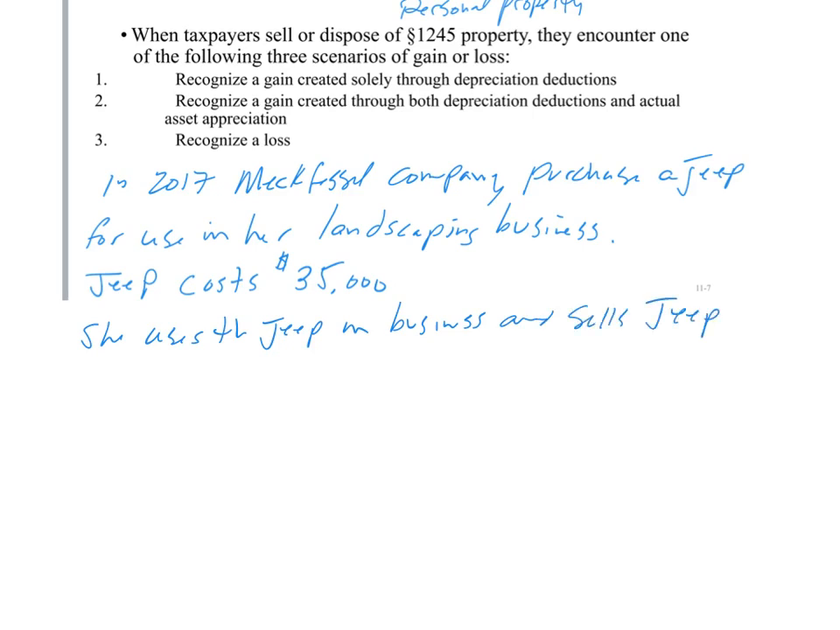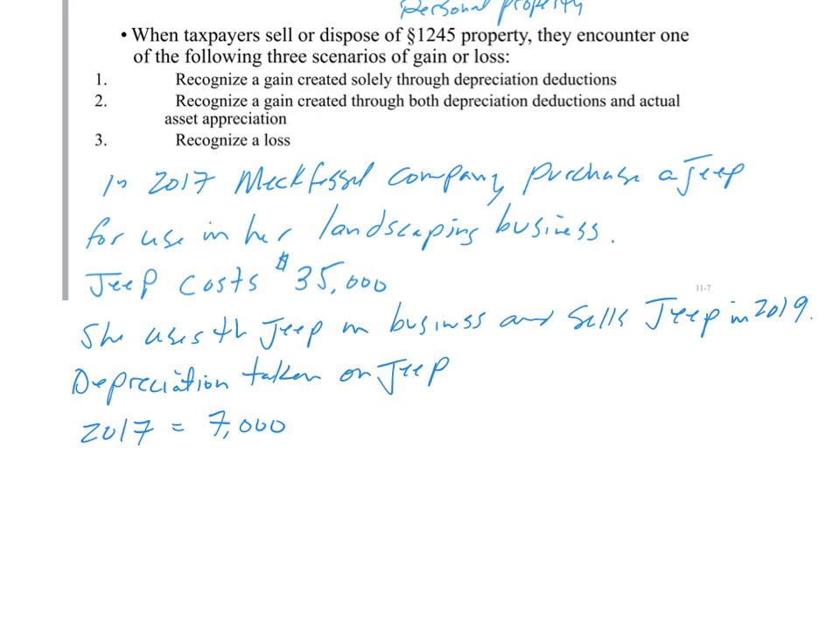All right, so she uses the Jeep in her business, sells the Jeep in 2019. So what would she have done? Well, she would have depreciated the Jeep. So a Jeep is 5-year property. So her depreciation in 2017 would be $7,000.